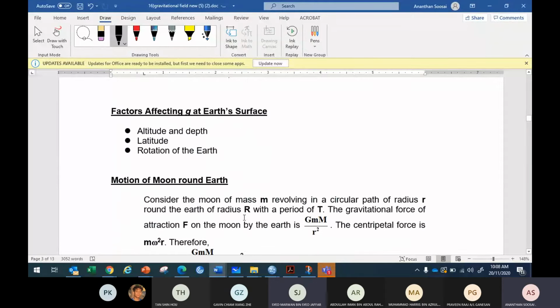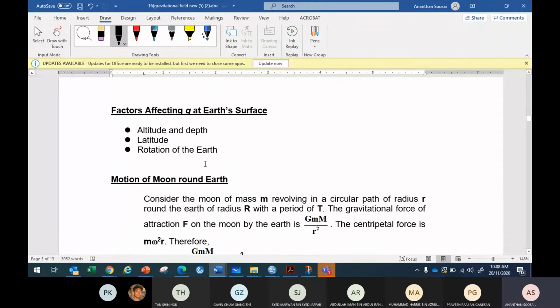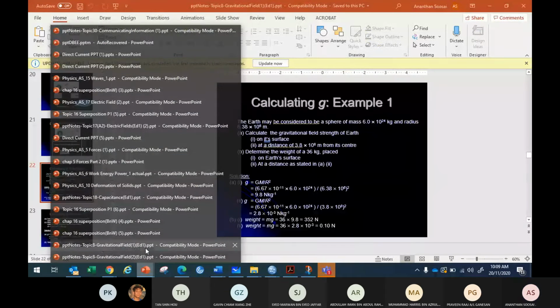These are the three factors that affect gravity. The gravitational field strength, I mean the 9.81, is affected by altitude and depth, latitude, and rotation of the Earth. To explain this, let me go back to the PowerPoint. This is our class today. Only these three take about 1 hour, mainly the last part, rotation of the Earth.